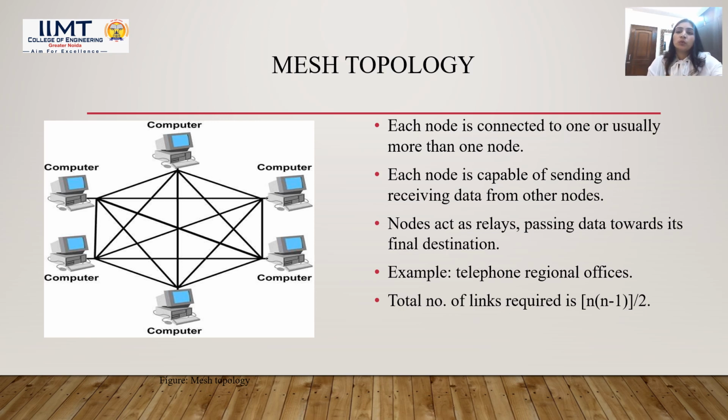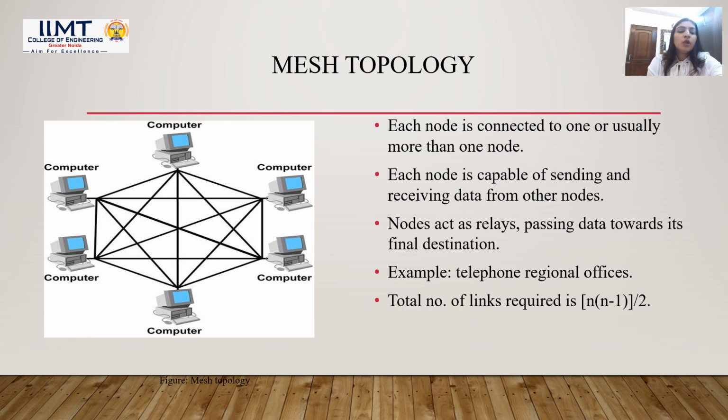If we want to calculate the total number of links in the network, then we can use this formula, which is shown on the screen. If we are talking about examples of mesh topology, the telephone offices and the internet are perfect examples of mesh topology. Mesh topology is further divided into two types. The first one is full mesh topology, another one is partial mesh topology.